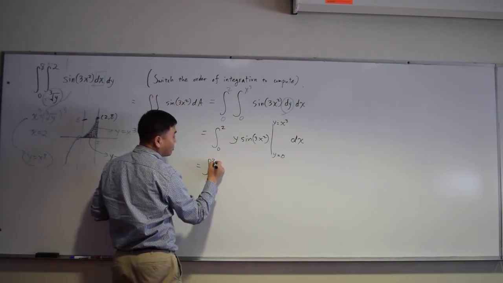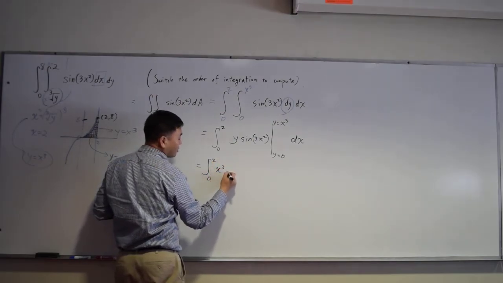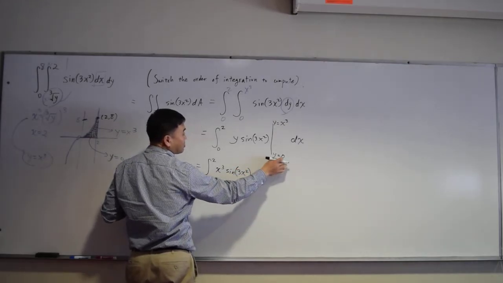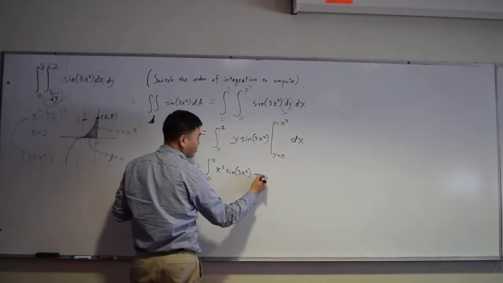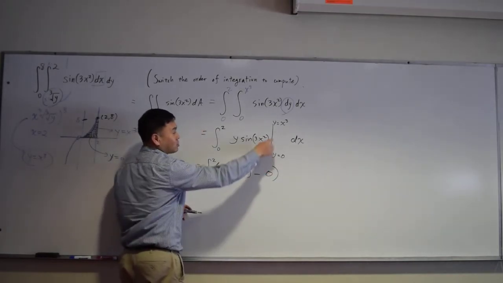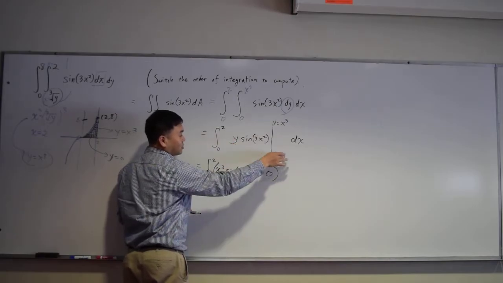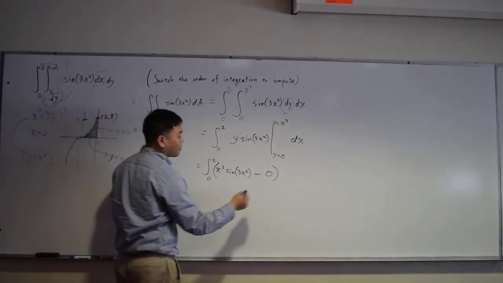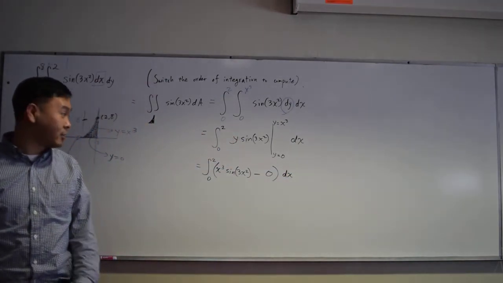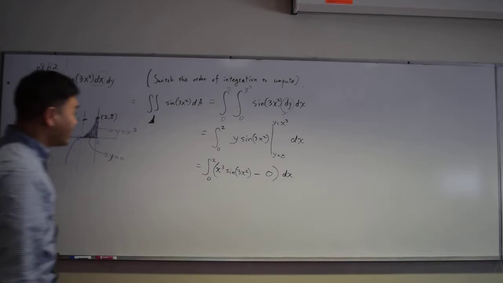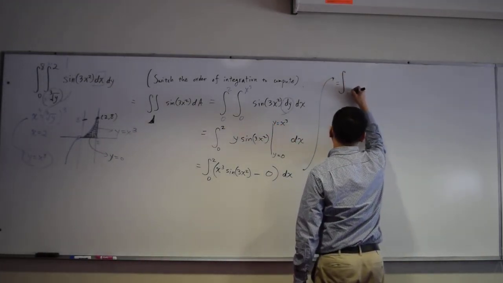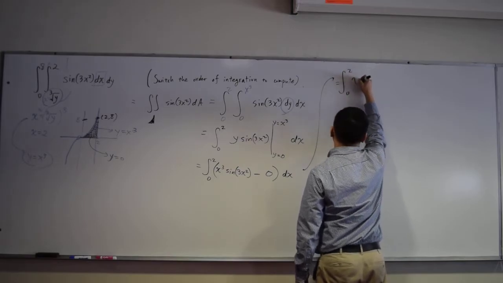You get 0 to 2 x cubed sine 3x squared. And then when you plug in 0, it's 0, so you have to subtract 0, but that doesn't do anything. But this is what you have to do. So put this in here, put this in here, and then subtract the 2, okay? And then you integrate by x. All right? Now let's continue. So that means we have to integrate 0 to 2 x cubed sine 3x squared.